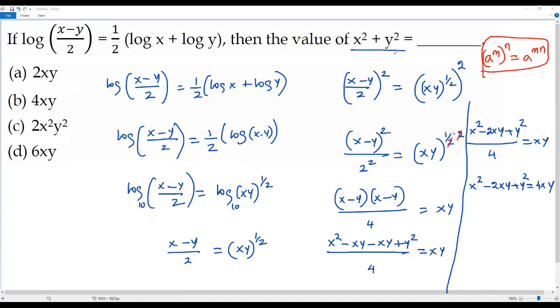Our aim is to solve for x² + y². Here I have x² + y², and additionally I have negative 2xy. To get rid of this negative 2xy, I have to add 2xy to both sides. When I do so, the negative 2xy and positive 2xy will cancel out. I get x² + y² equals, when I combine 4xy + 2xy, positive 6xy. Now I got the value of x² + y², that is equal to 6xy. So the correct answer choice for this question is option D.